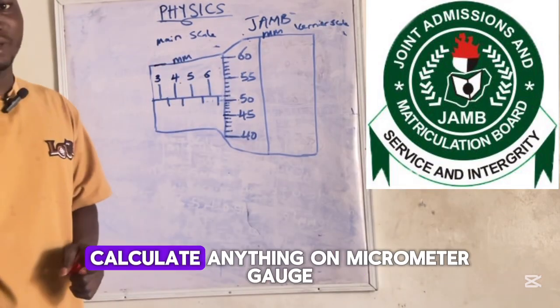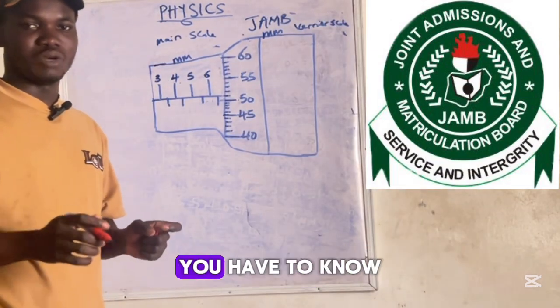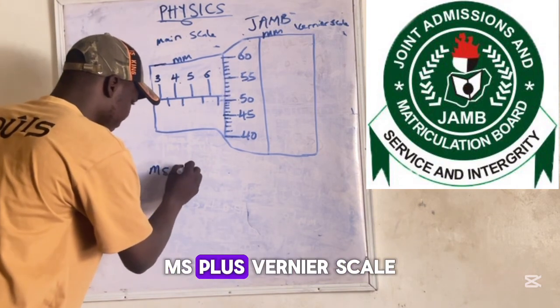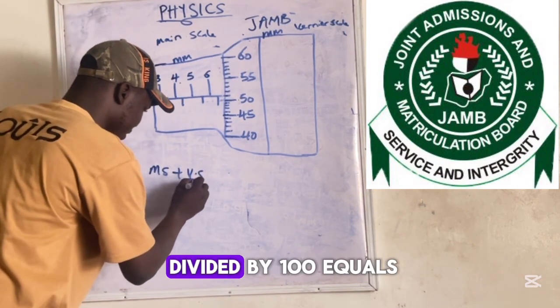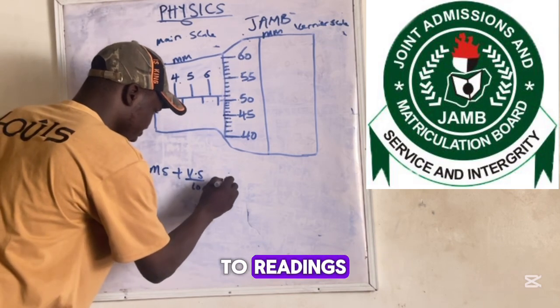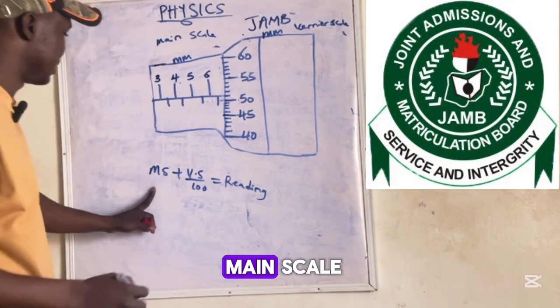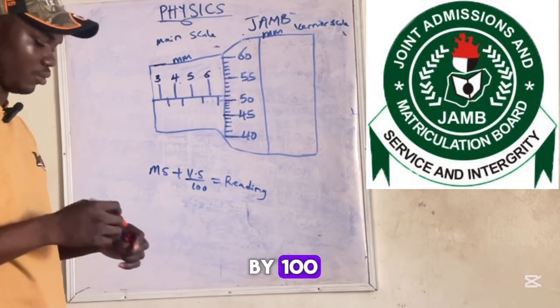Now, if you want to calculate anything on a microscrew gauge, you have to know this formula, which is main scale (MS) plus vernier scale divided by 100 equals the reading. The actual reading here is going to be main scale plus vernier scale divided by 100.